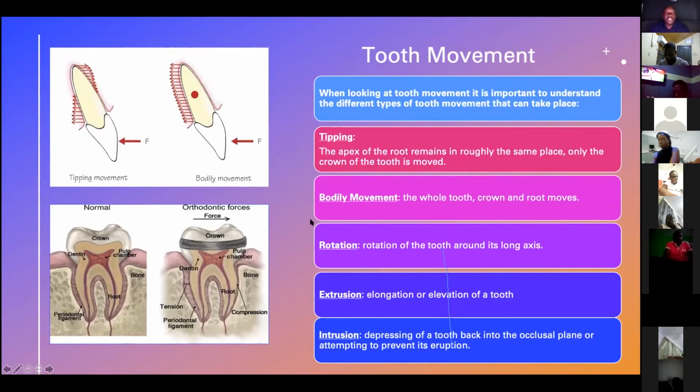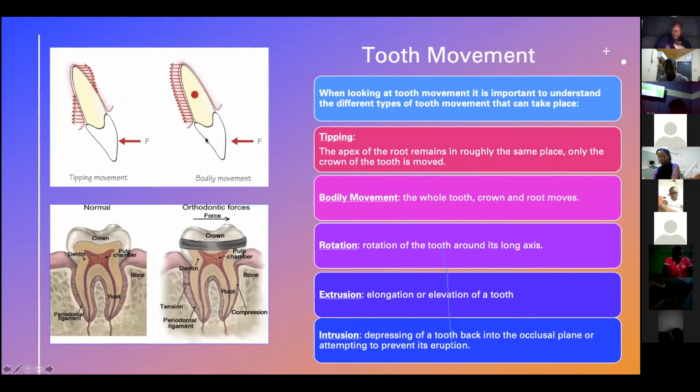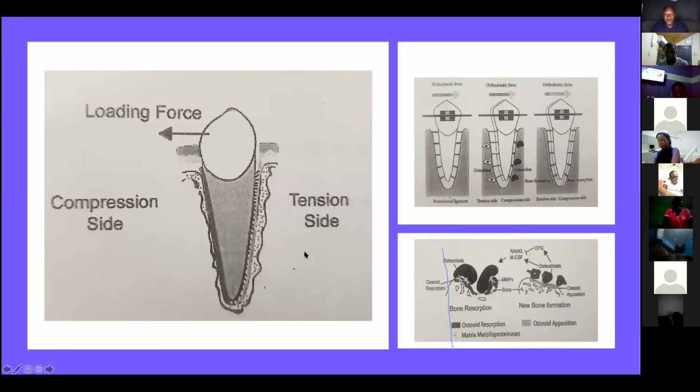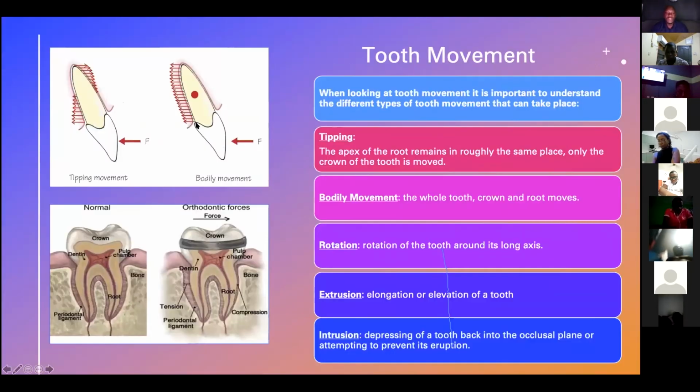And then you have rotational movement. And rotation of the tooth is around its long axis. So this will be when, if you have this tooth here, you're spinning it around. So essentially you have the tooth, whereas tipping, you're moving the crown, which is here. Bodily movement, you're moving the whole tooth. When it comes to rotational, let me go back. When it comes to rotational, you're moving the tooth on its long axis.